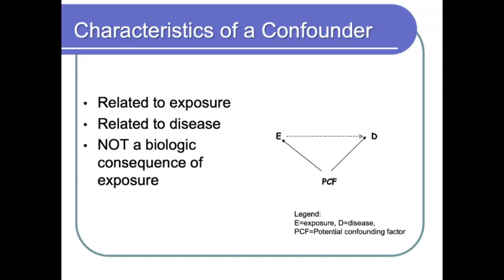The other really important characteristic of a confounder is that it can't be a biologic consequence of the exposure. So it can't be a direct result of that exposure variable. For example, if the exposure is something like fat consumption, your potential confounder can't be cholesterol level, because fat consumption is going to directly result in your cholesterol levels. That cholesterol level variable would fall on the causal pathway and therefore would not be considered a potential confounder.